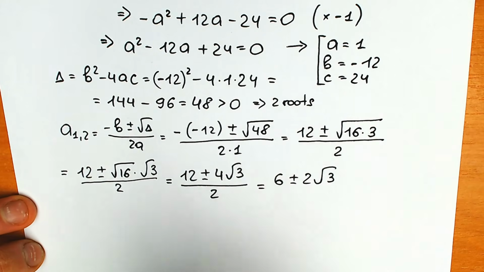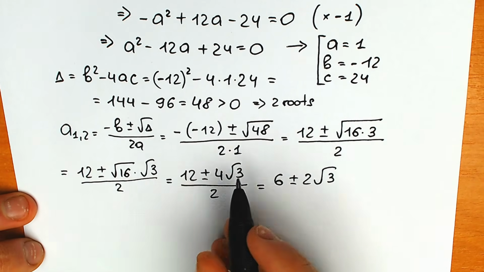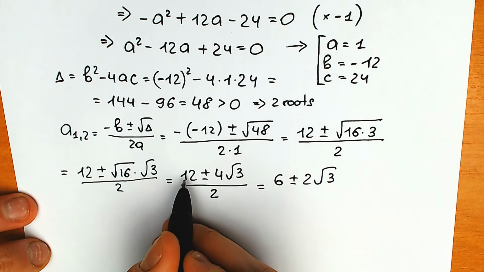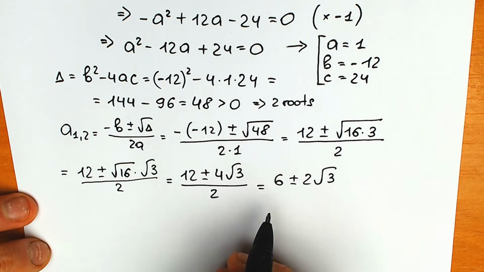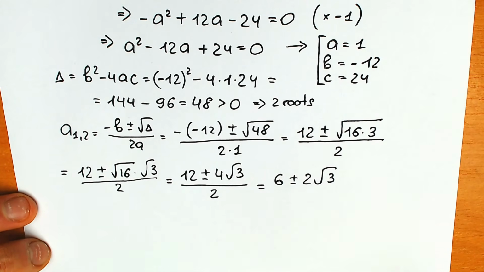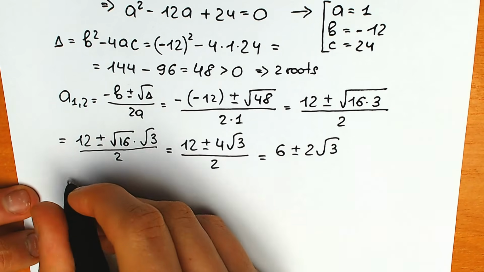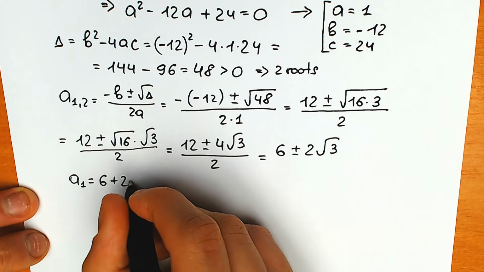Of course, this is a quick method. If you want to solve this question step by step, you just have to factor 2 from here: 2 in parentheses 6 plus 2 square root of 3. But this is a little bit faster method, so that's why we have our answer. So our a first equals 6 plus 2 square root of 3.